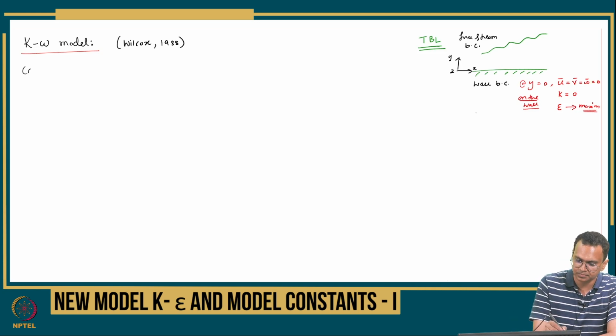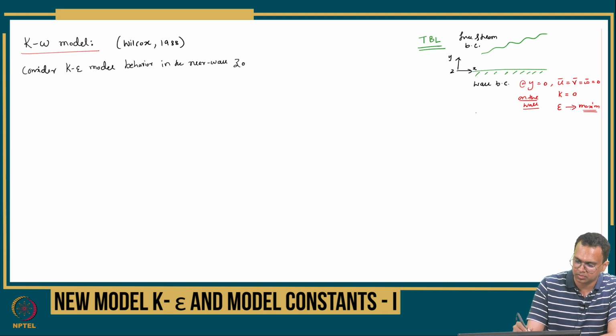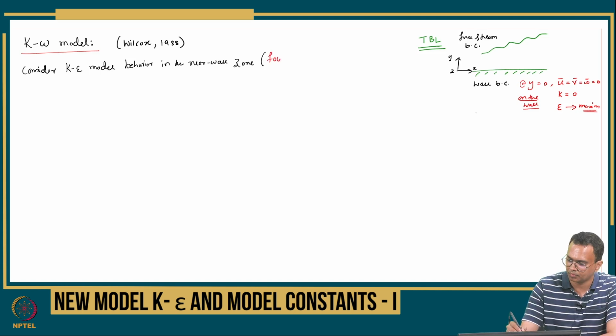Consider the K epsilon model behavior in the near wall zone, close to the wall, and the focus is on numerical stability, not accuracy.